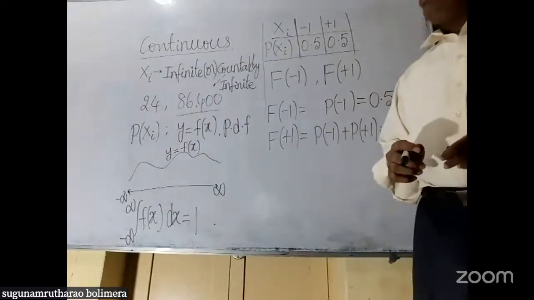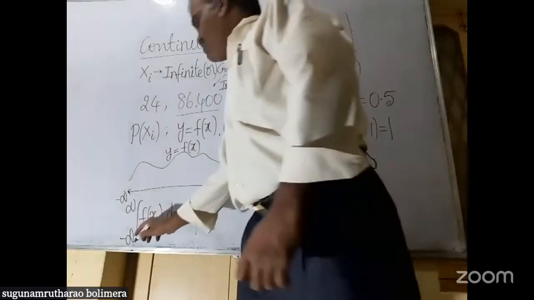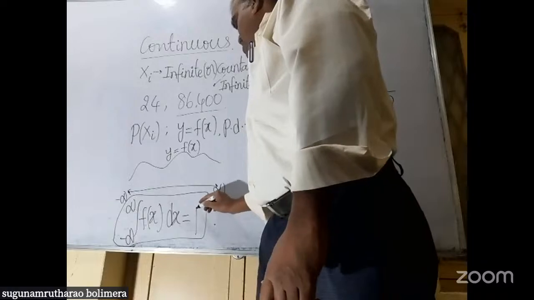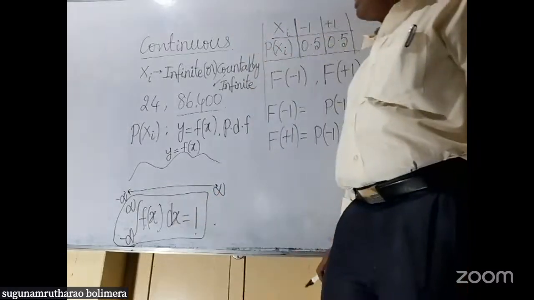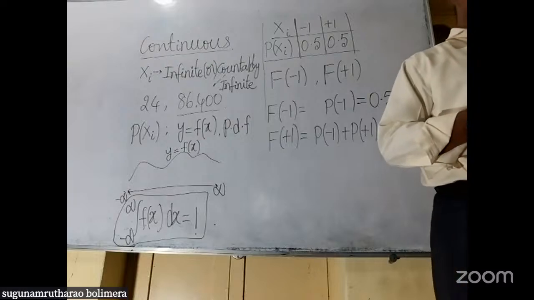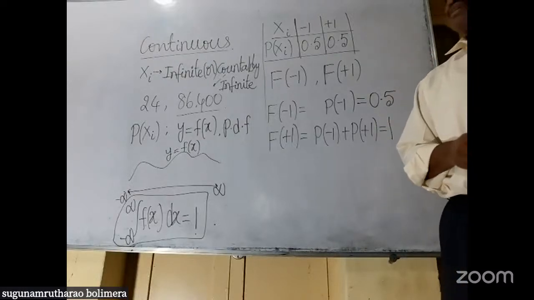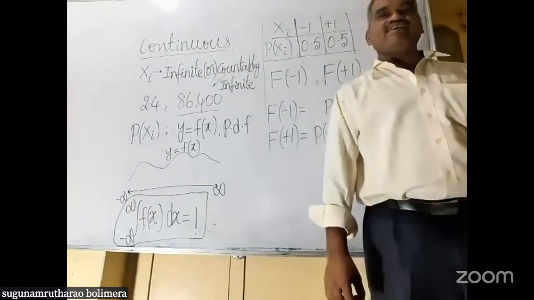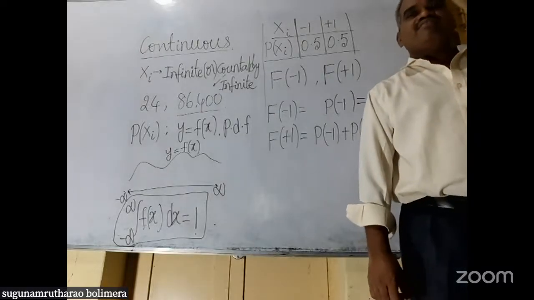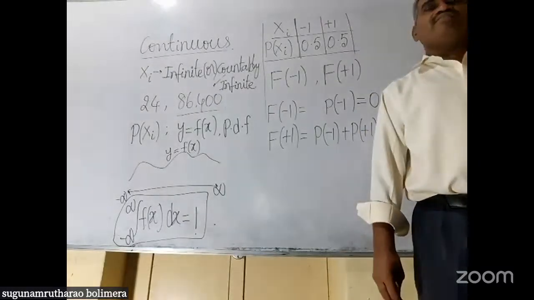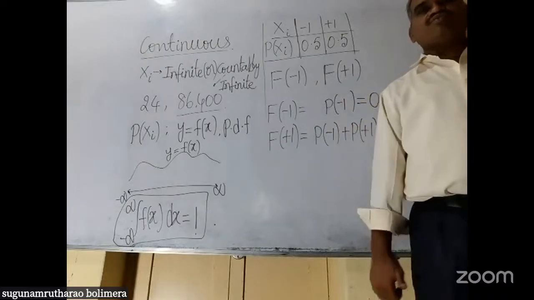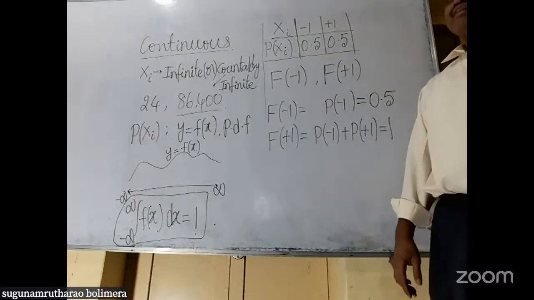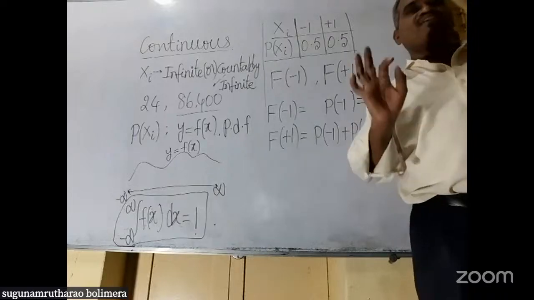Here, for summation in a continuous random variate, we use the symbol integration. For adding so many, infinite values, we use integration. For adding finite values, we use the symbol sigma.